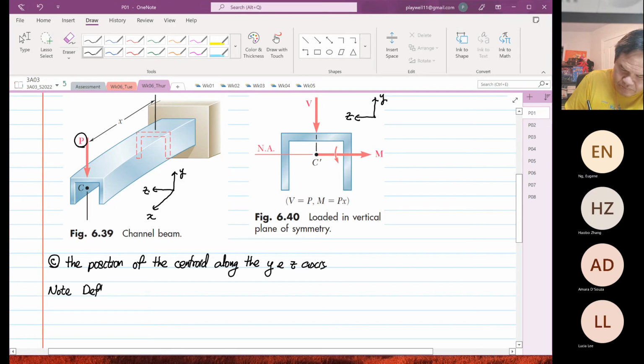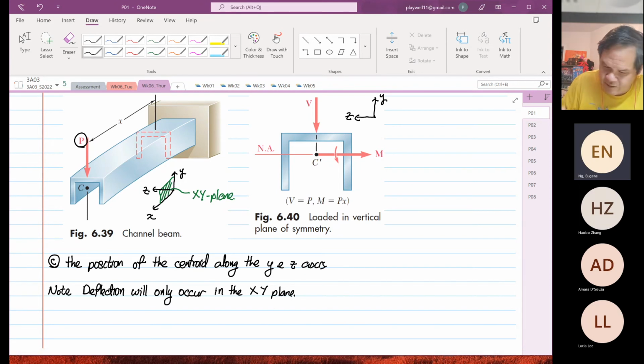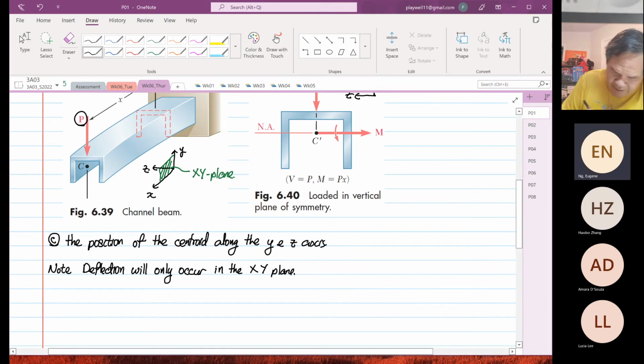What you see over here is the deflection, where deflection will only occur in the XY plane. Okay, in the XY plane. So where I shade now, this is your XY plane. When this is the case, we can apply the formula.